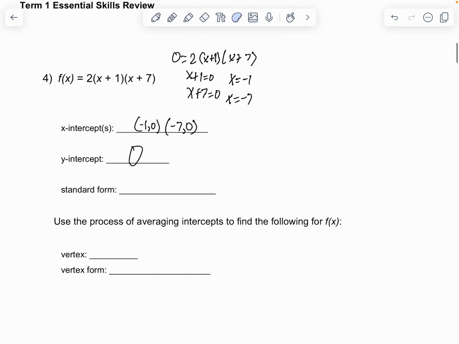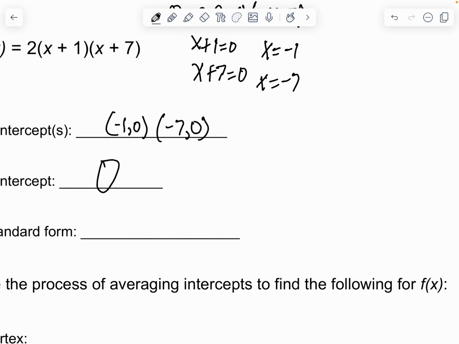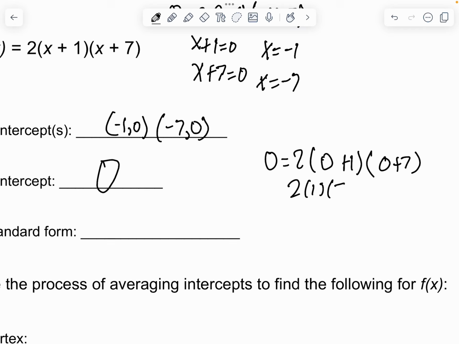Alright, now back to the y-intercept. So you set the equation to 0, equals 2 times, and then you plug in 0 for x. So you get 2 times 1 times 7, 14. So our intercept is 0, 14.